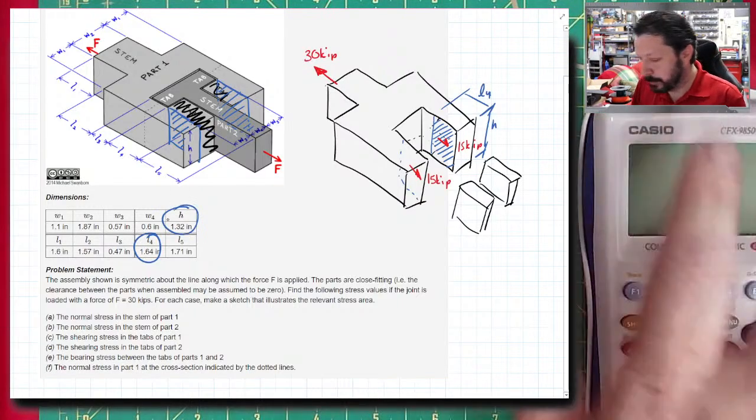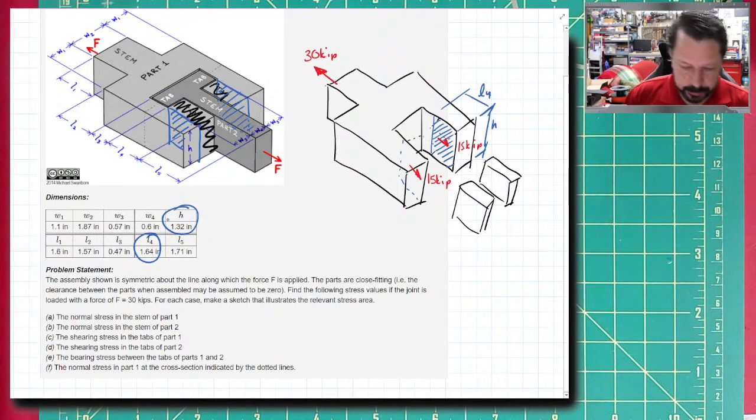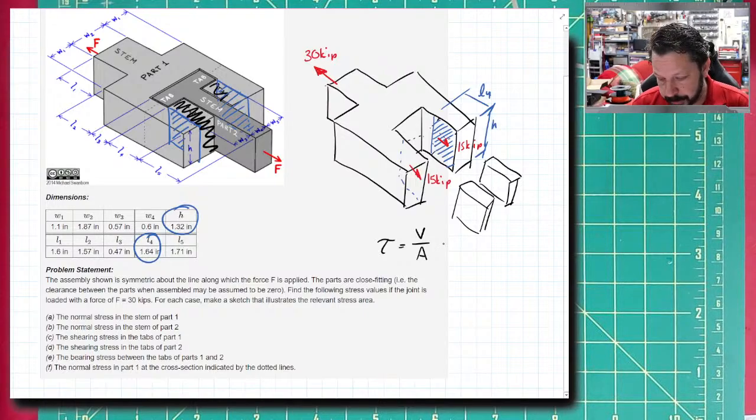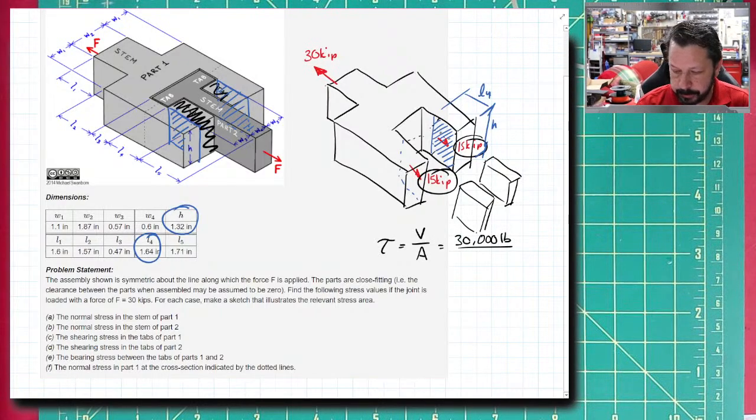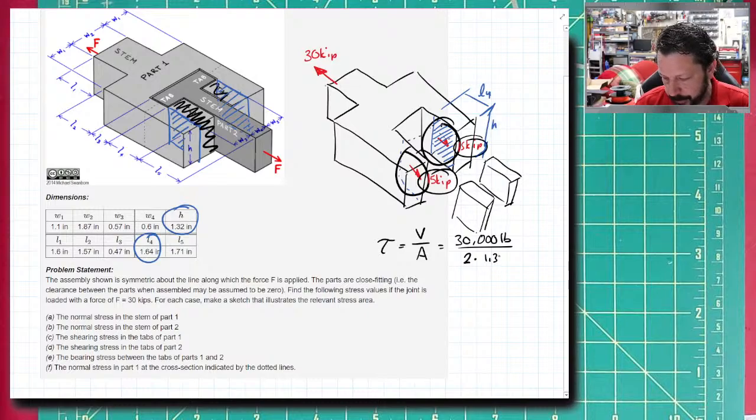So the shear stress would be, let's write the equation. Tau for shear stress equals the shear force over the shear area. The total shear force, if I combine both of these, is 30 kips, so let's write that as 30,000 pounds. And for the area, I have two of these blue areas, one here and one back here. Each of those areas is a height of 1.32 inches and a width L4 of 1.64 inches.